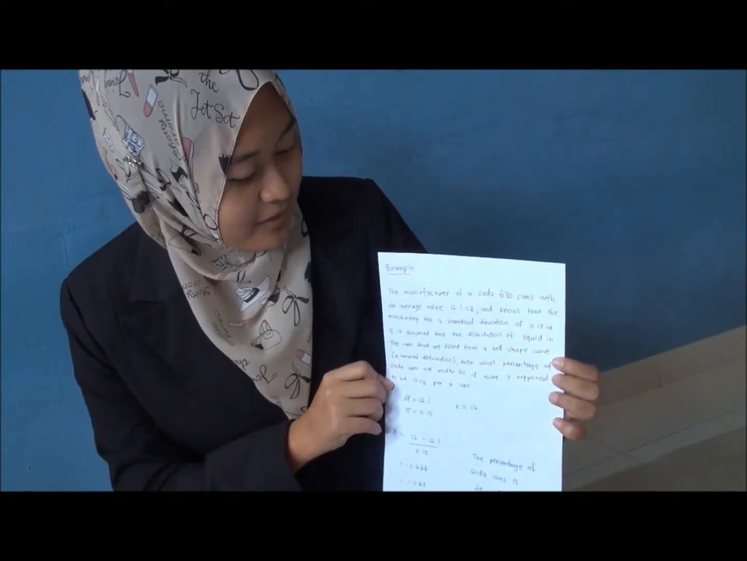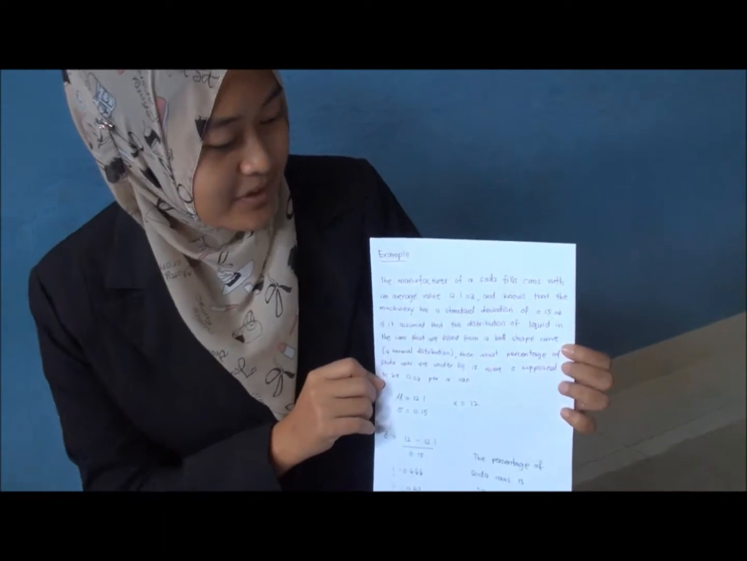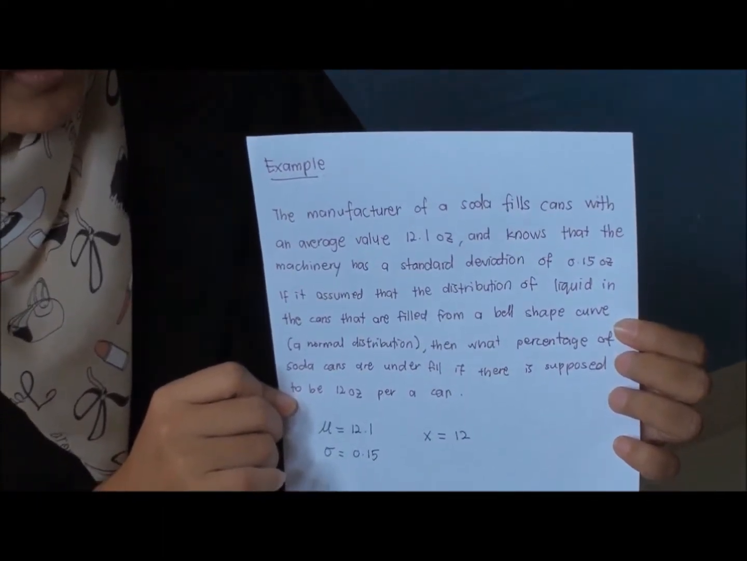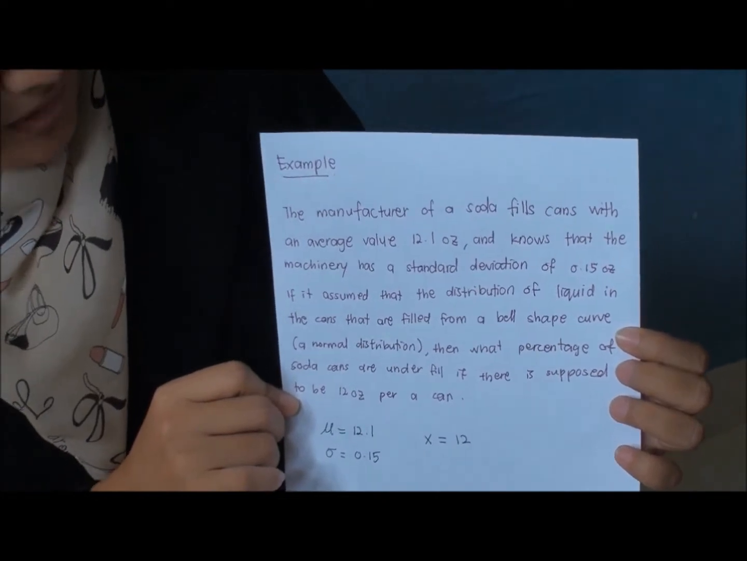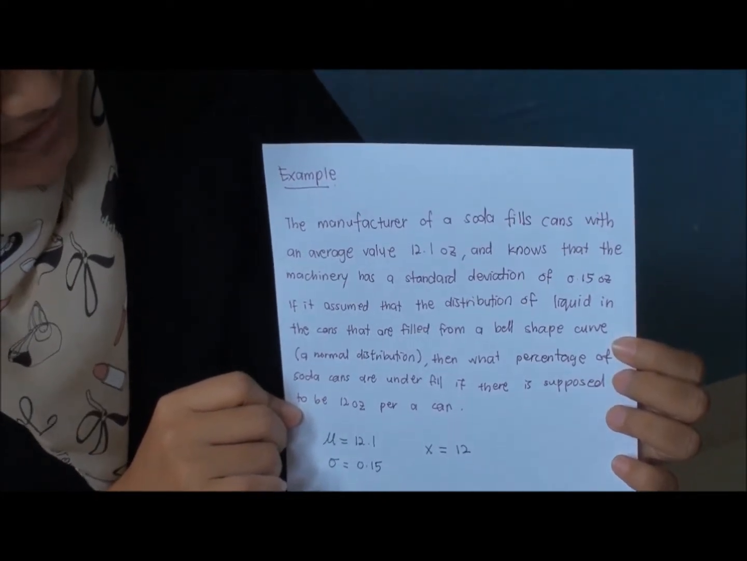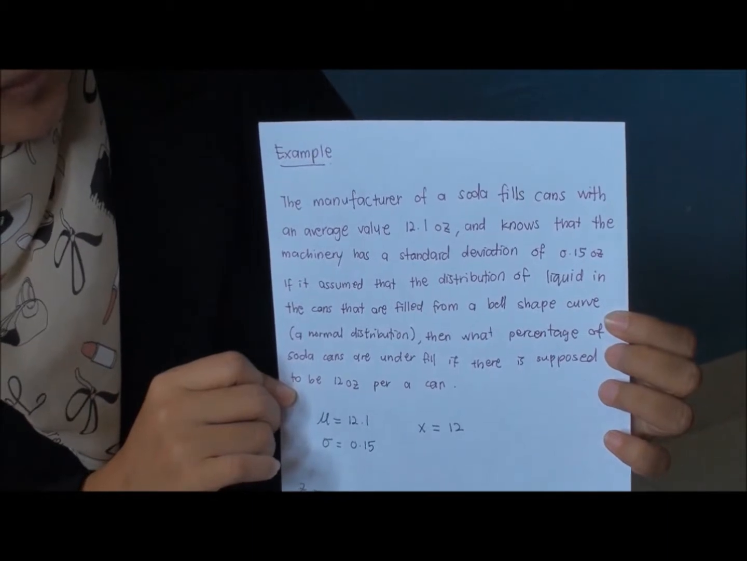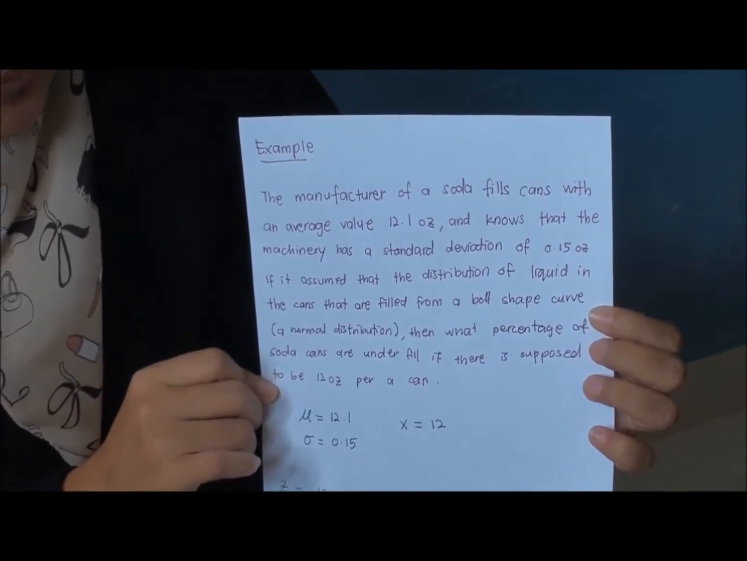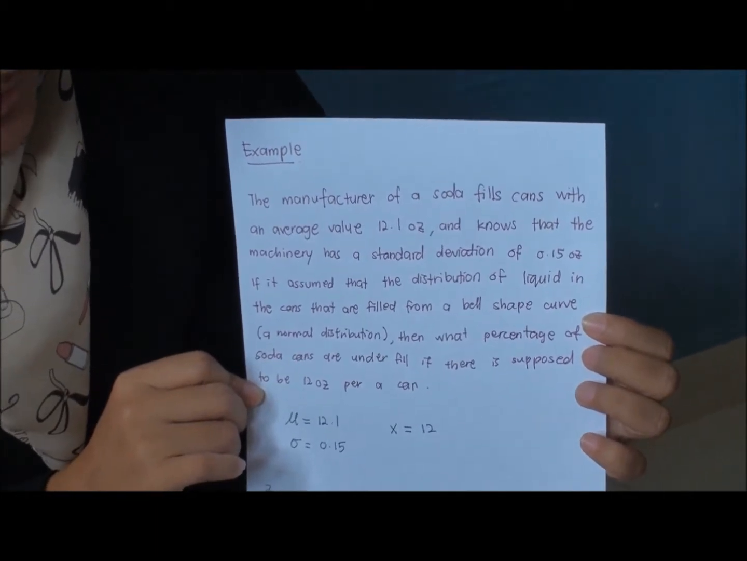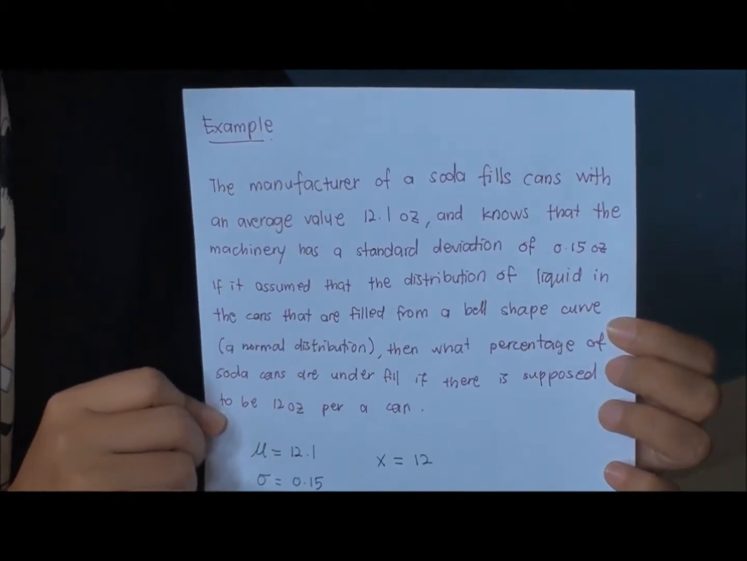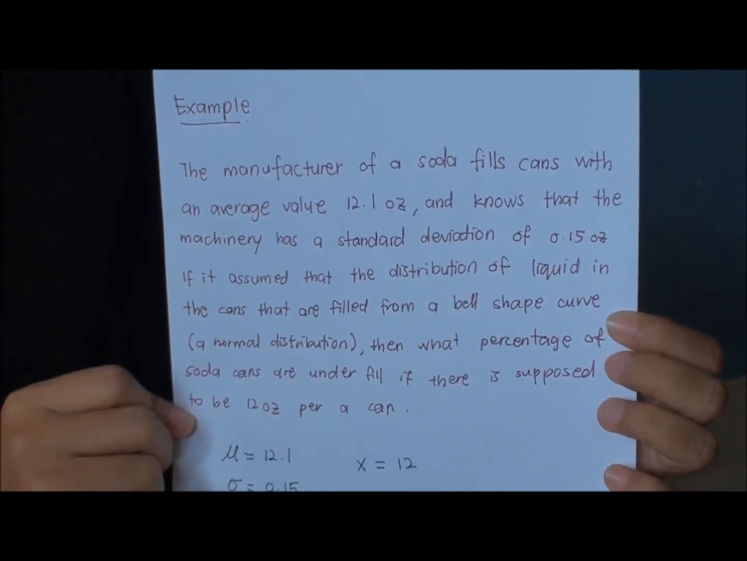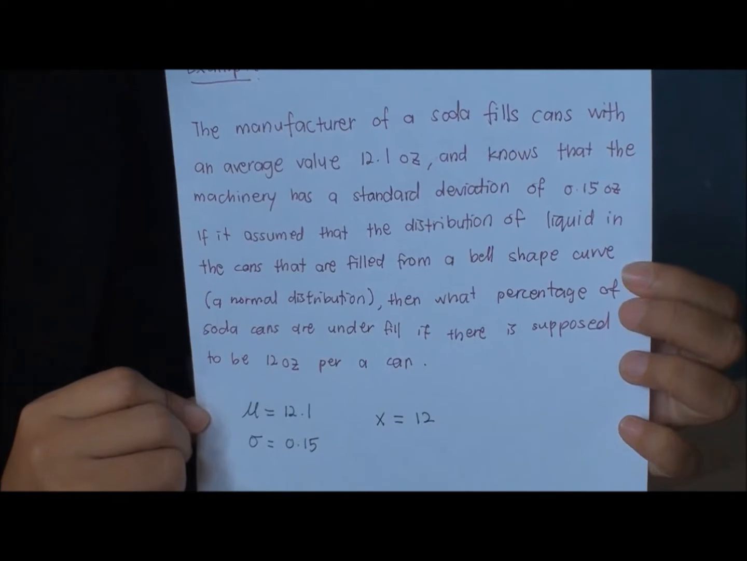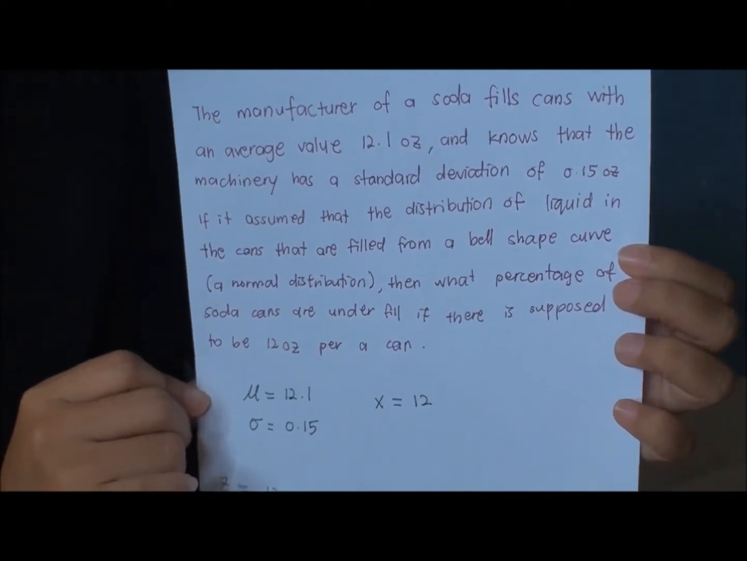This is an example for the normal distribution. A manufacturer of soda fills cans with an average value of 12.1 and knows that the machinery has a standard deviation of 0.15. If it assumes that the distribution of liquid in the filled cans follows a bell-shaped curve, that is the normal distribution, then what percentage of soda cans are underfilled? There is supposed to be 12 per can.